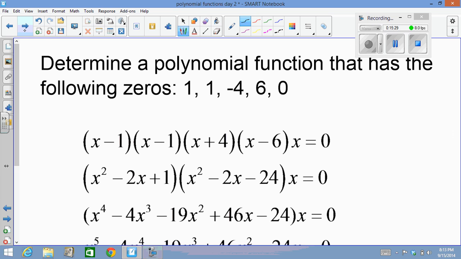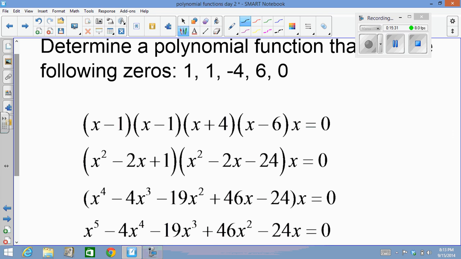Here's the last one. So I have a polynomial function, and it tells me that my zeros are 1, 1, -4, 6, and 0. And I want to figure out what that particular function is. What I would do is take each of these and make it like x equals 1, and x equals 1, and x equals -4, and x equals 6, and x equals 0.